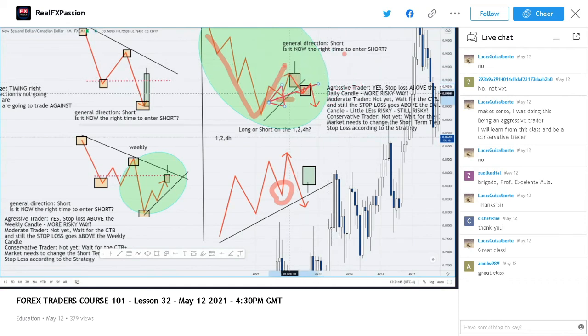If this happens on the daily, and this is the last question for today, everybody. If this happens on the daily, how do you think the 1 hour, 2 hour, 4 hour chart and the weekly and the monthly are going to be positioned? If you enter in here, it doesn't matter what time frame, how is this market going to be shown to you?